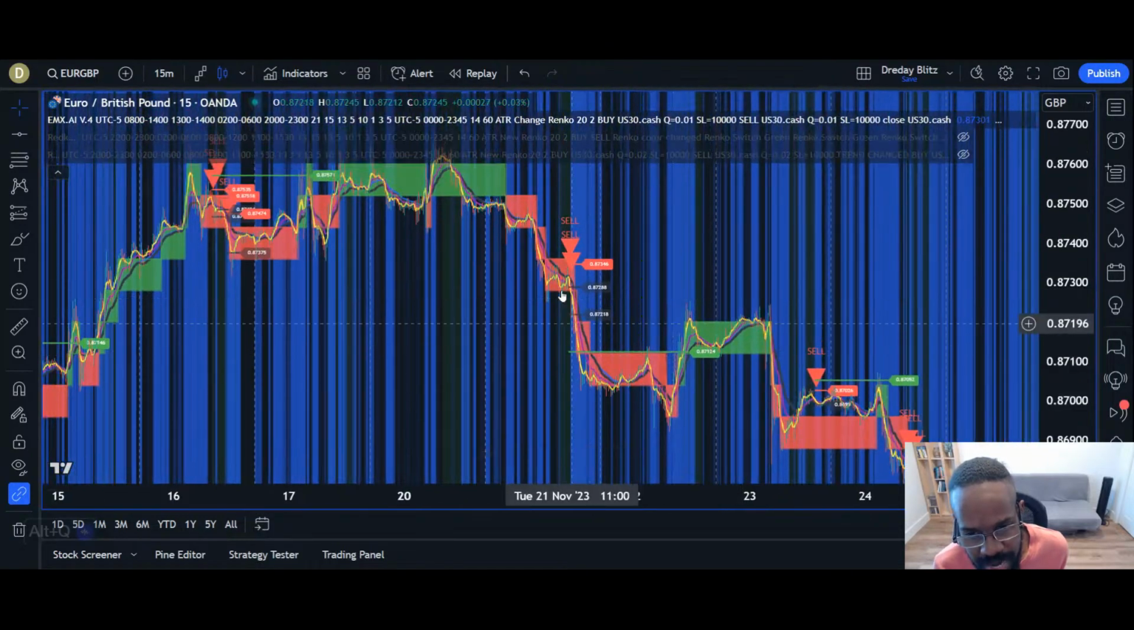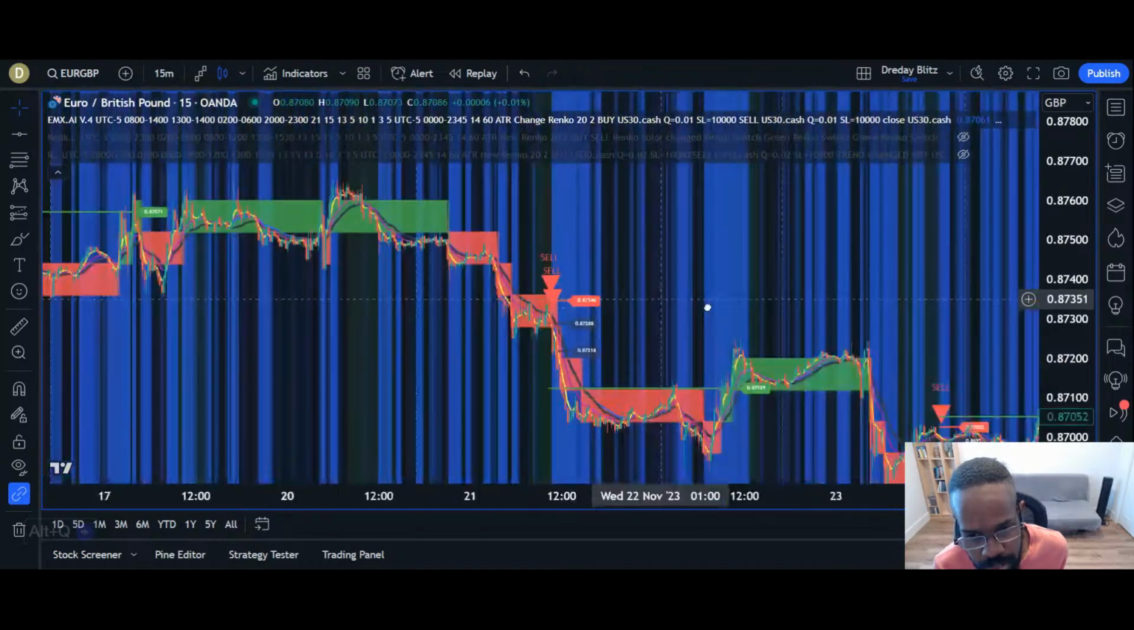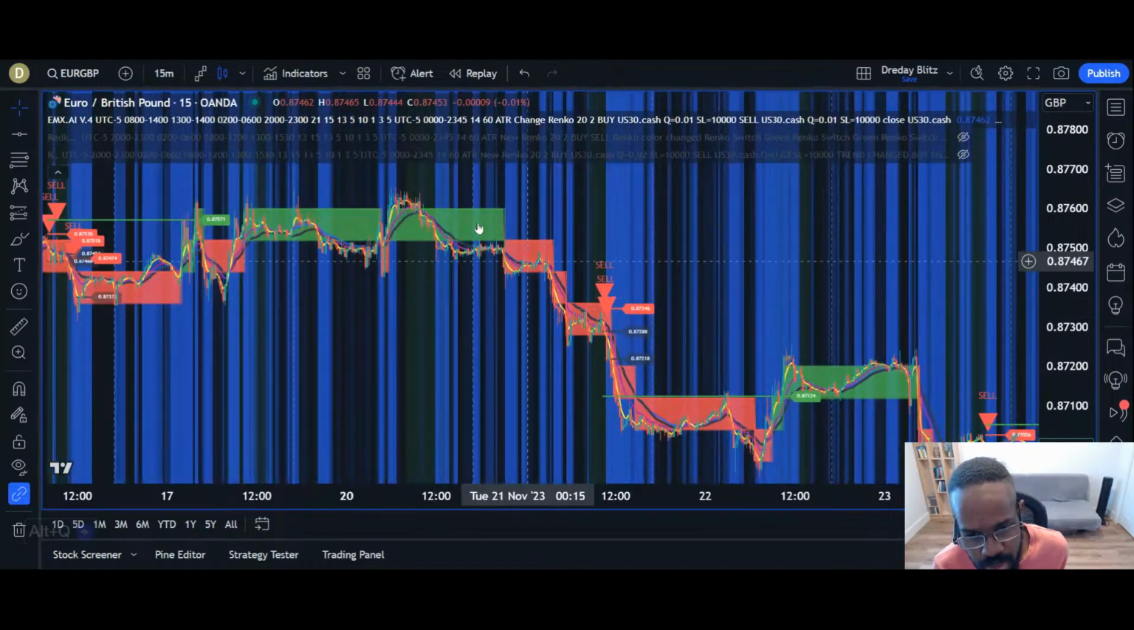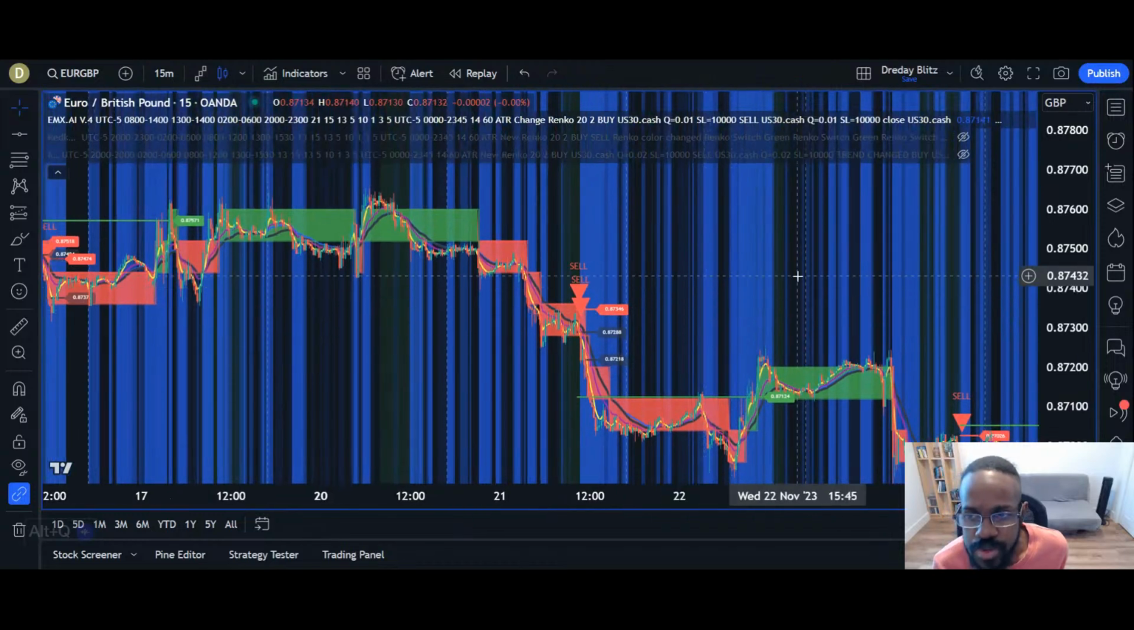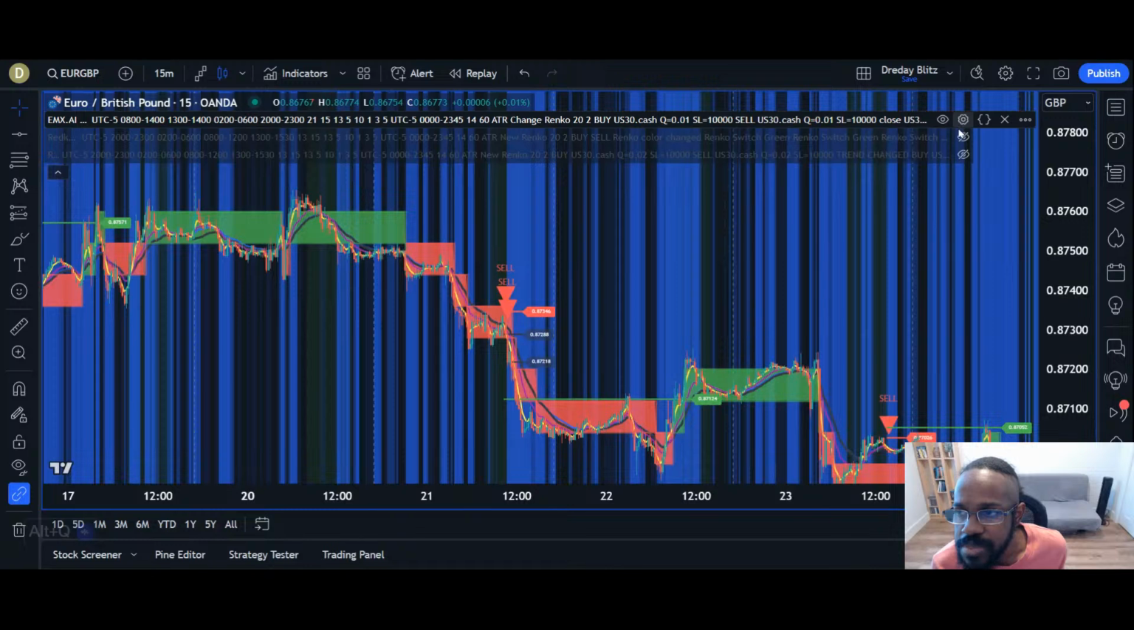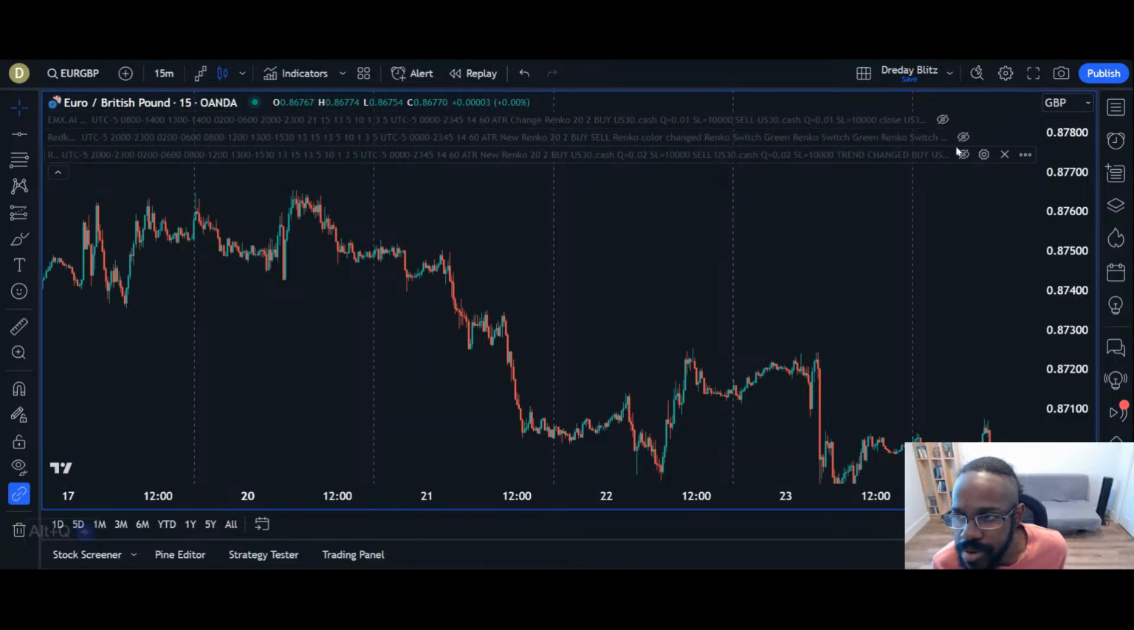When it switches back to green, for example right here, you're going to receive a notification saying that it's switching to green, and that means that any trade that was in the bearish movement needs to be closed. This is version 4 that I'm showing you right now. So I'm going to open version 5, and you're going to see the big difference.